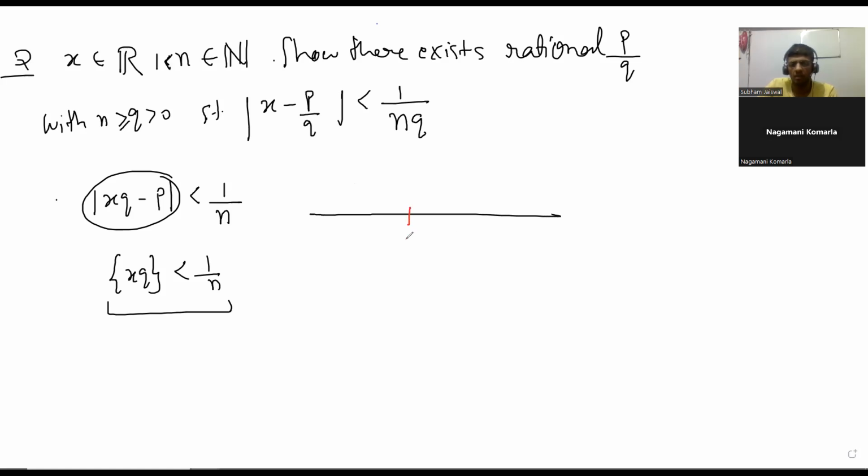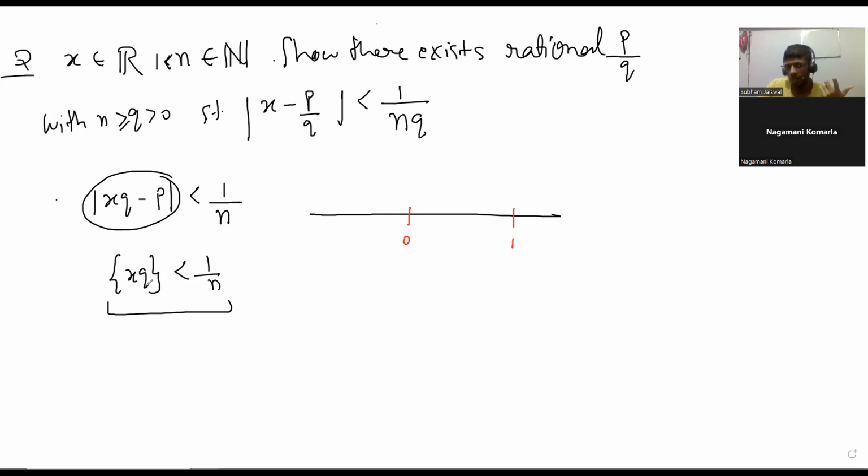But then the hint is something like this. So there is 0 and there is 1, and the fractional parts lie in between. So basically you have to find some q for which the fractional part becomes small, less than 1 by n.